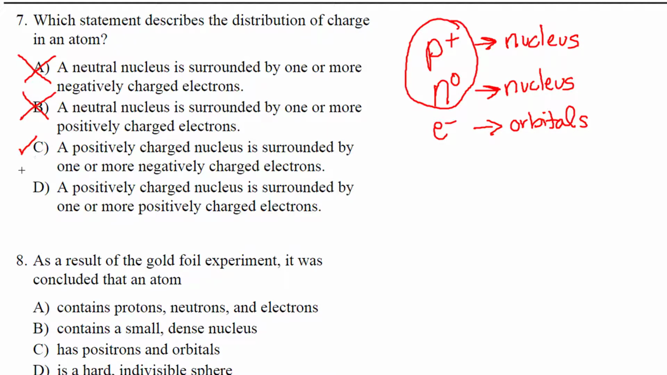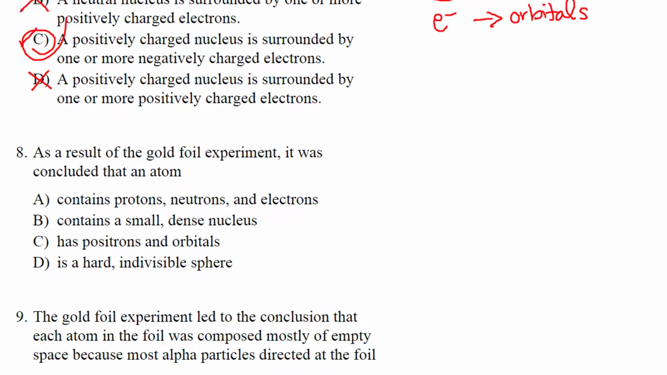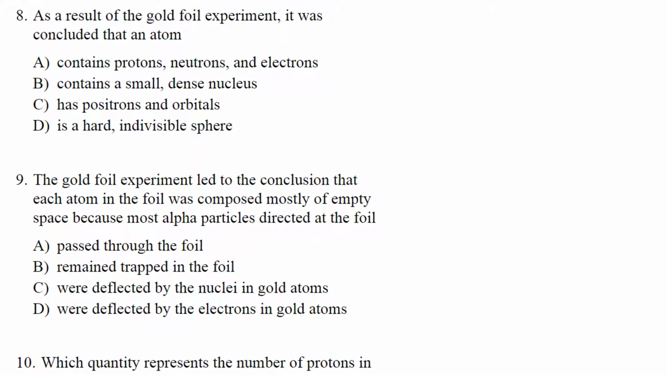And we have here one or more negatively charged electrons. Yep, that is going to be our answer because if we look at choice D, it says we have positively charged electrons, and we know that is not true. We have negatively charged electrons. Let's come down to question 8.